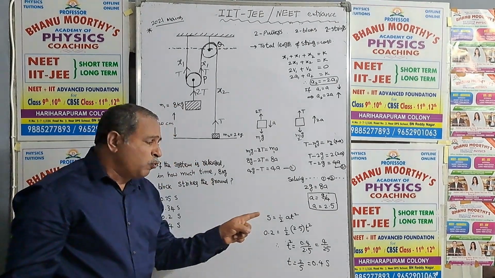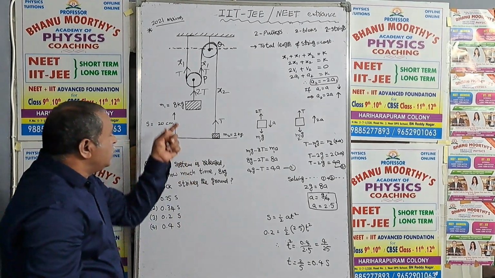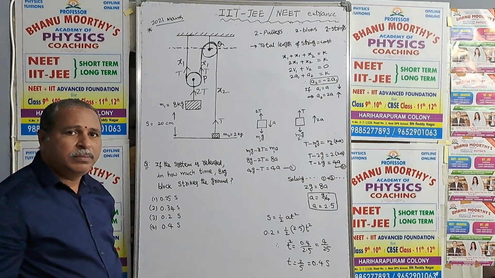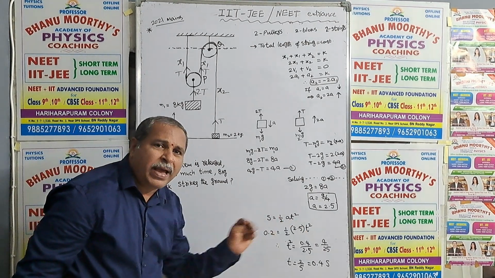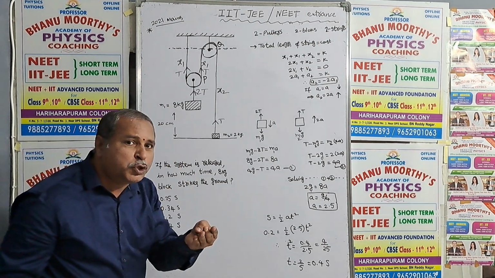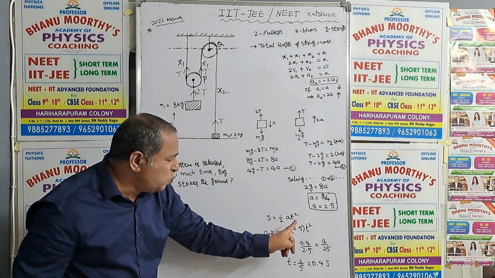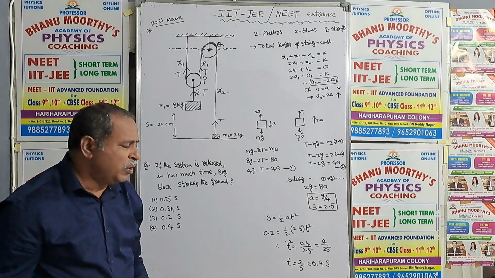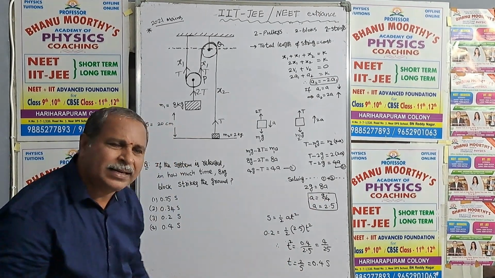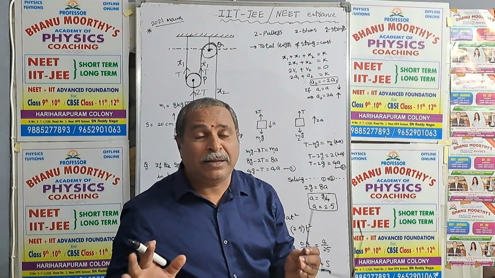Now we are going to target the question. In how much time does this block come down? Means h equals half at square. S is given here, 20 centimeters, means 0.2 meter. So 0.2 equals half into A, we got here 2.5, into T square. We got T value as 4.4 seconds. So this is the answer, fourth option. My dear students, this is a method.